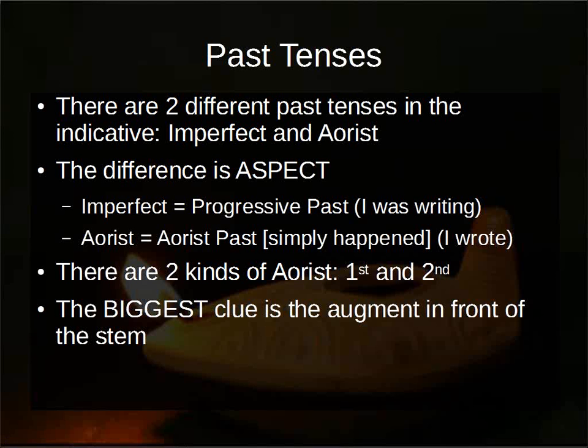But the biggest clue for the past tenses, both the imperfect as well as the aorist, is the same for both. The biggest clue is the augment in front of the stem. That's what it's called. There's this thing known as an augment, and it is always in front of the verb stem. If you see this augment in front of the verb stem, that is your clue that this is a past tense.